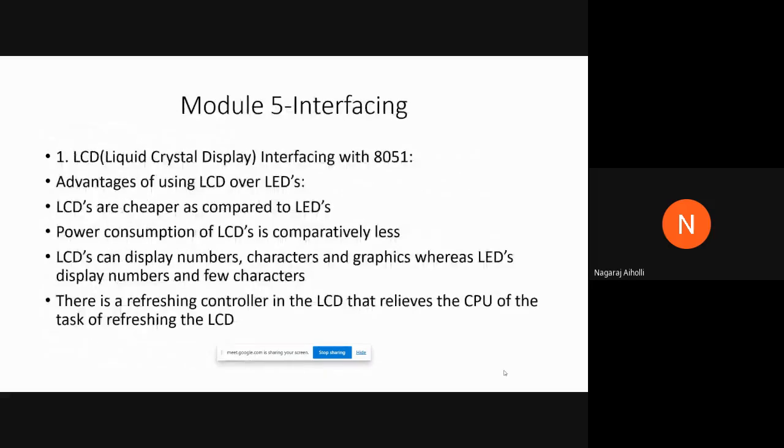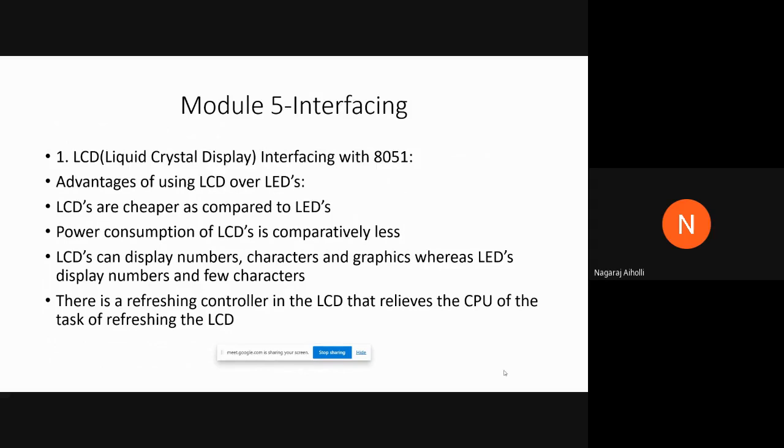Today, let us begin with module 5, that is interfacing. Interfacing is connecting the microcontroller to devices so that an application is run or implemented. For example, the microcontroller can be connected to a DC motor, a stepper motor, an ADC, a DAC, or an elevator, so that when those applications are run or implemented, that is called interfacing.